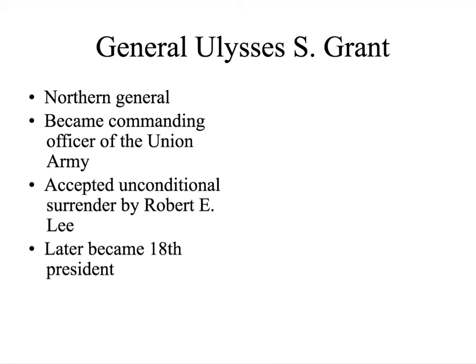So one of the things we've been talking about, right, is the fact that Lincoln, it took him a bunch of trial and error to try to find the general that was best, and eventually he came across General Ulysses S. Grant. He became the commanding officer of the Union Army. He accepted the unconditional surrender of Robert E. Lee. Later became the 18th president of the United States.